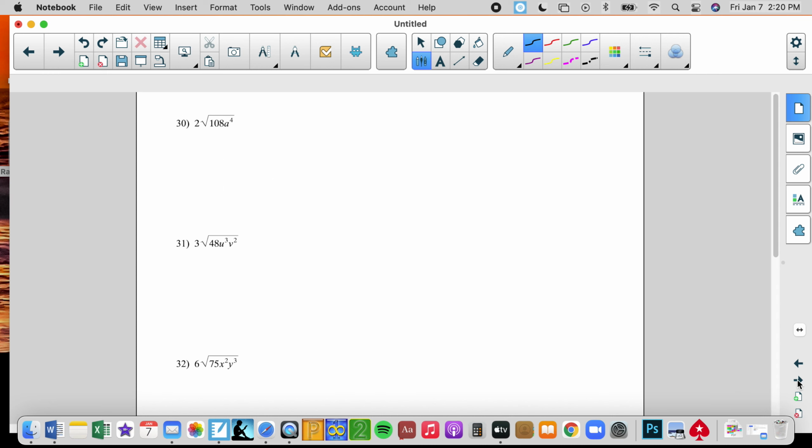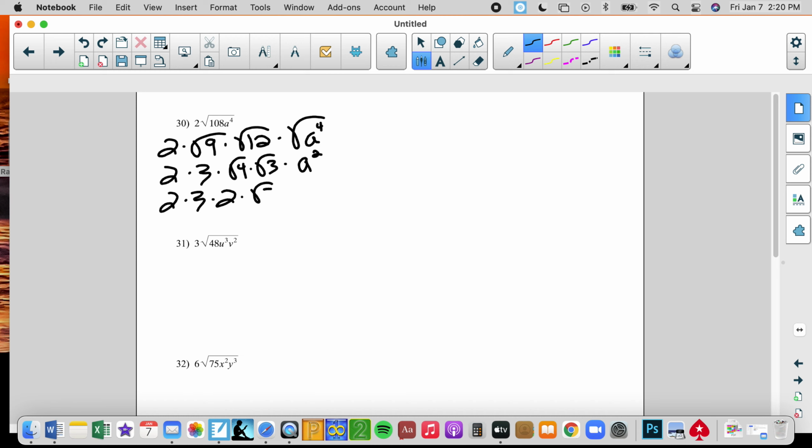Moving right along, got a nice little pace to this. Number 30, we're at 108 again. I keep forgetting what that shortcut is. I know that there's a bigger number than 9 that can go into it. 9 and 12, rad a to the 4th, 2 times 3, rad 4, rad 3, and that becomes a squared. We get 2 times 3 times 2 times rad 3 times a squared, which is 6, 12a squared rad 3.